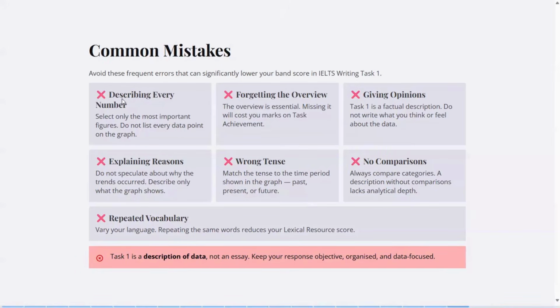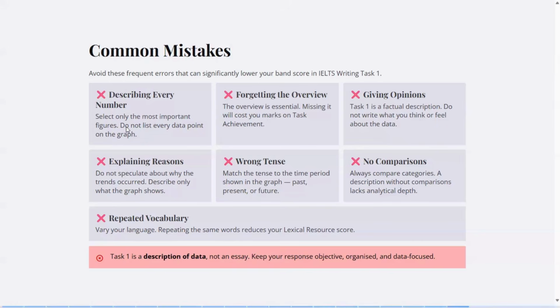Task 1 doesn't ask for an opinion. You're not supposed to explain why that happened. It's also essential to use the correct verb tense. If the graph is in the past, use the past tense. No need to explain the reasons, and that's how it is. Don't repeat vocabulary. Don't forget to do the overview.